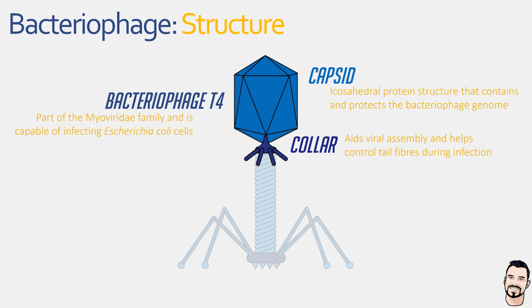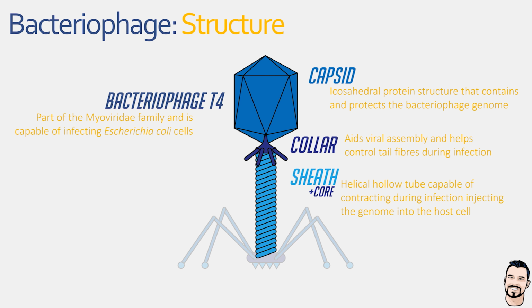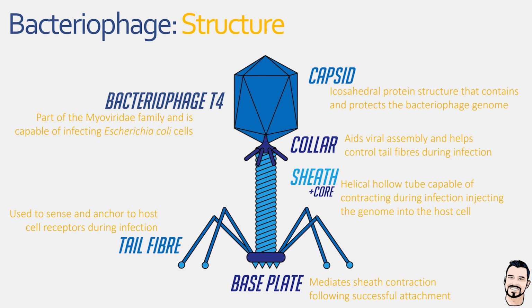Next we have the collar. This connects to the capsid and aids environmental sensing as well as the assembly of progeny virions once inside a host bacterial cell. Attached to the collar is the sheath structure. This is a long helical hollow tube structure that allows the viral genome to pass from the capsid into the host bacterial cell through a complex contraction and injection process using its core injector that I'll go over later. Attached to the bottom of the sheath is the base plate. This structure senses the target site of the host bacterial cell and mediates the contraction and injection of the viral genome. And finally, we have the tail fibres. These are responsible for the initial sensing and binding to specific anchor points on the host bacterial cell.